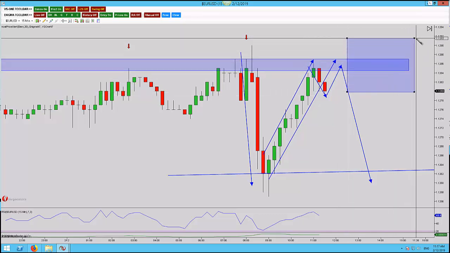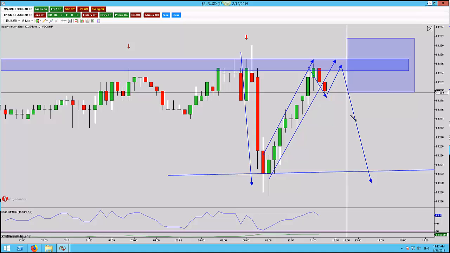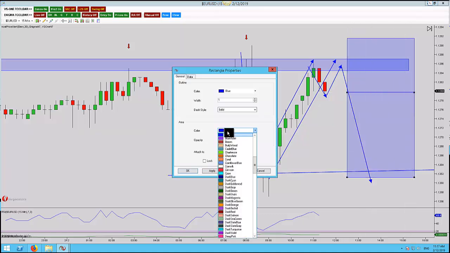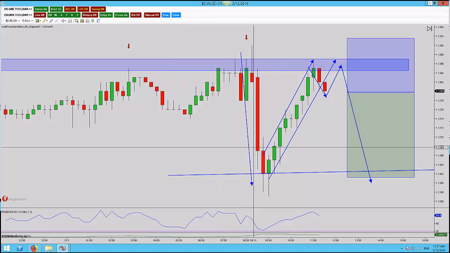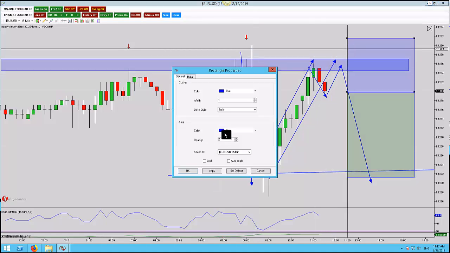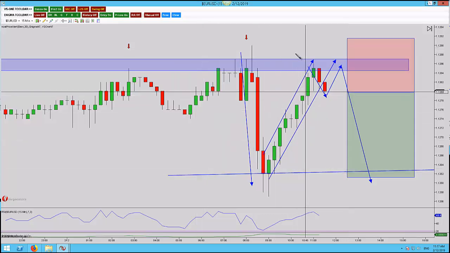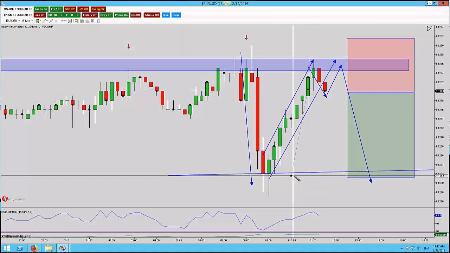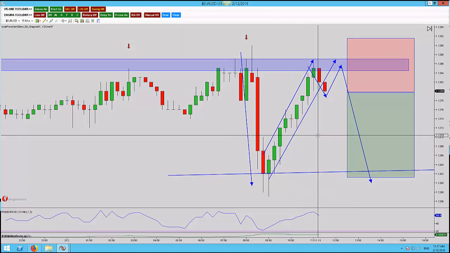I'll end up with stops just above there. Then I'm going to be looking for the retest. I'm going to make that green. And we'll make this red. I'm just going to check the reward to risk on this. We'd be looking about 12 for about 19.